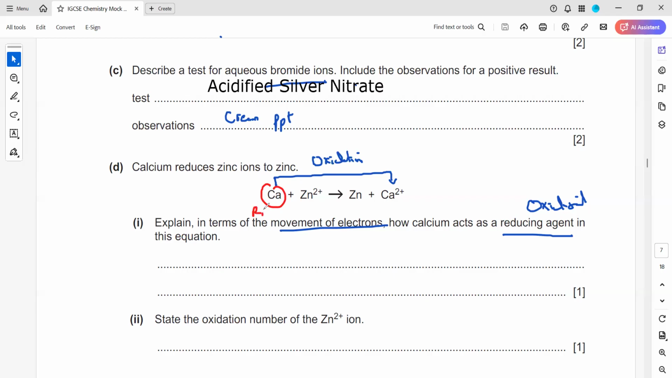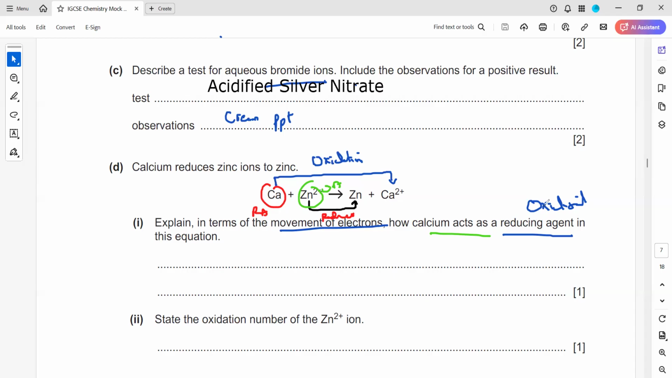A substance in which oxidation happens is a reducing agent. Same thing, the zinc ion with charge +2 turned into a zinc atom. When an ion turns into an atom, this change is called reduction. So zinc ion is acting as an oxidizing agent. A substance which is oxidized is a reducing agent, and a substance which is reduced is an oxidizing agent.